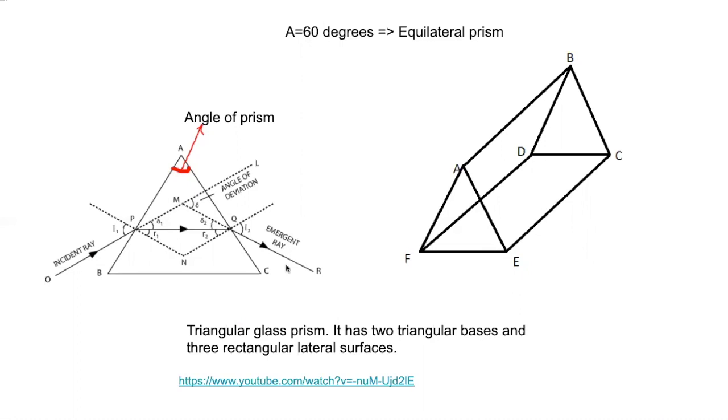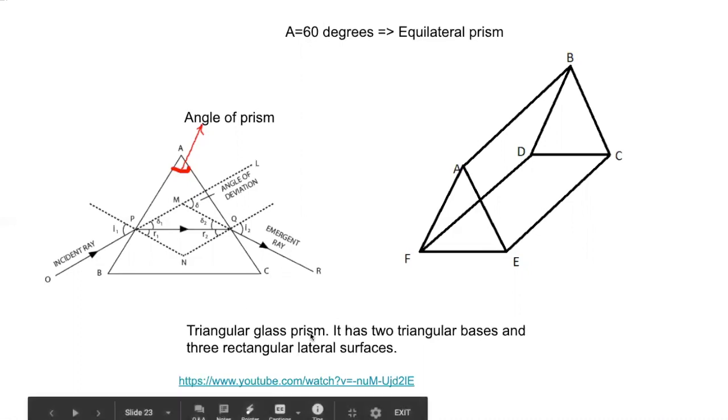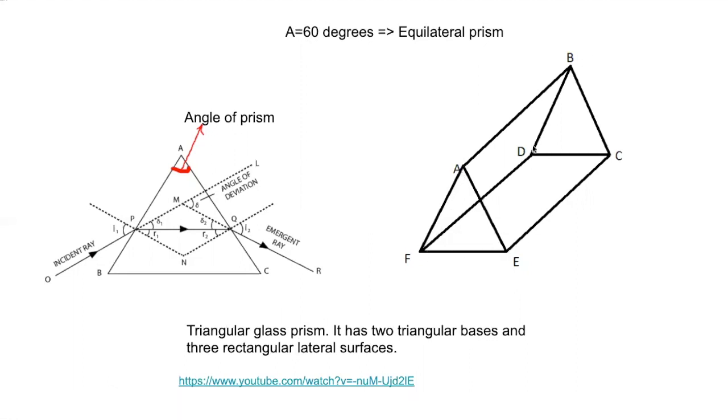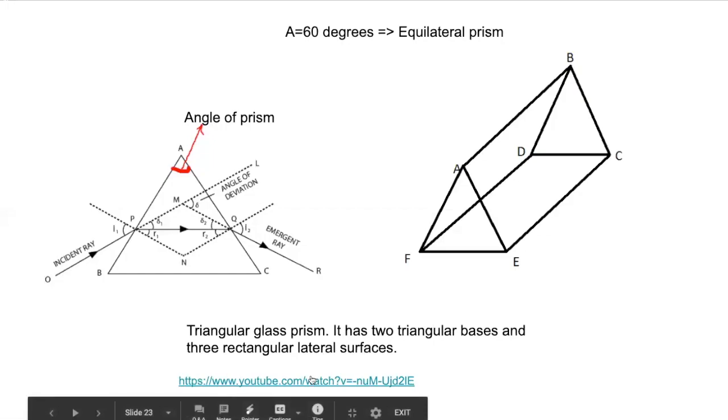In this chapter we will be looking at only the triangular glass prism. See, if this is a triangle, then this is called a triangular glass prism. But if it was a rectangle, then it would have been called a rectangular glass prism. But in this chapter we will look at only the triangular glass prism. Let us look at one experiment.